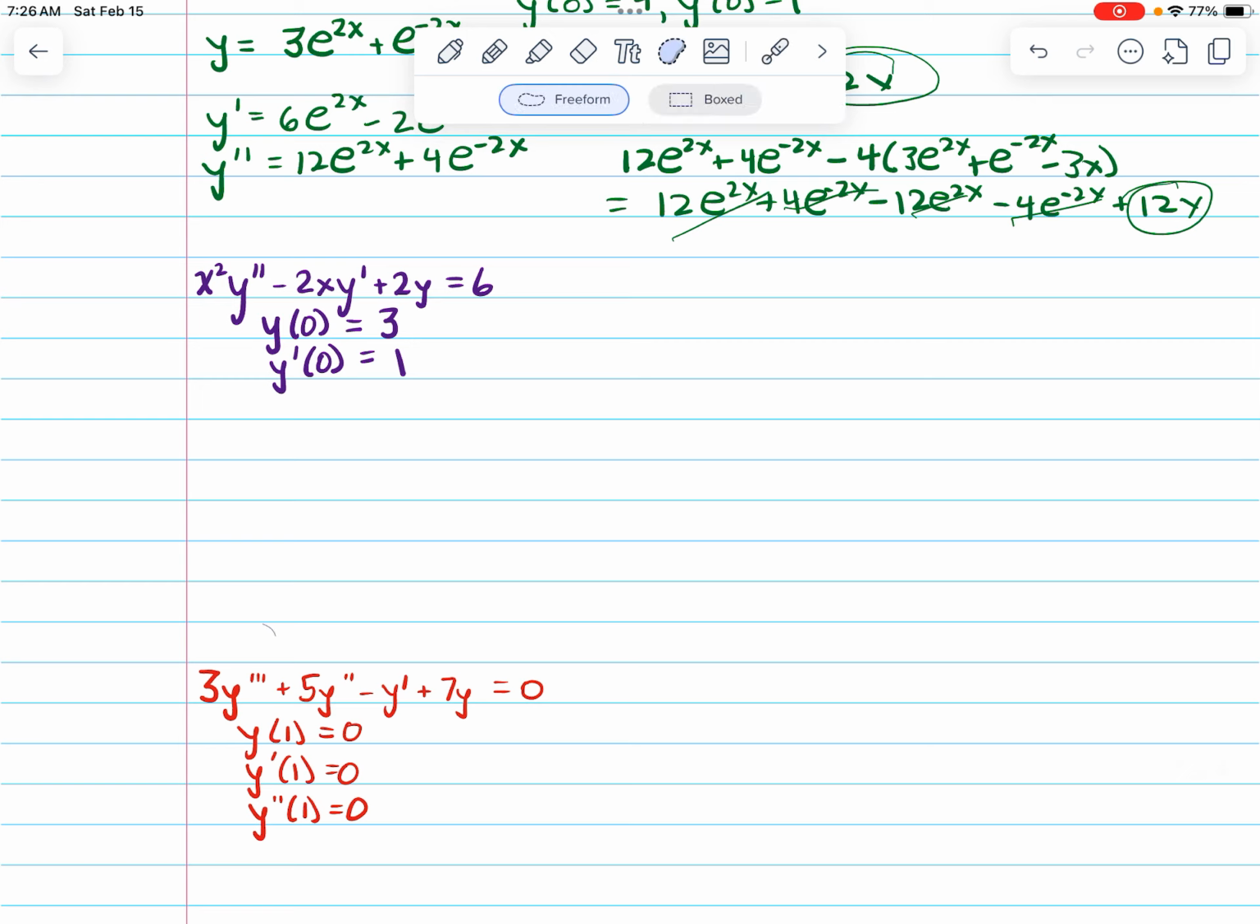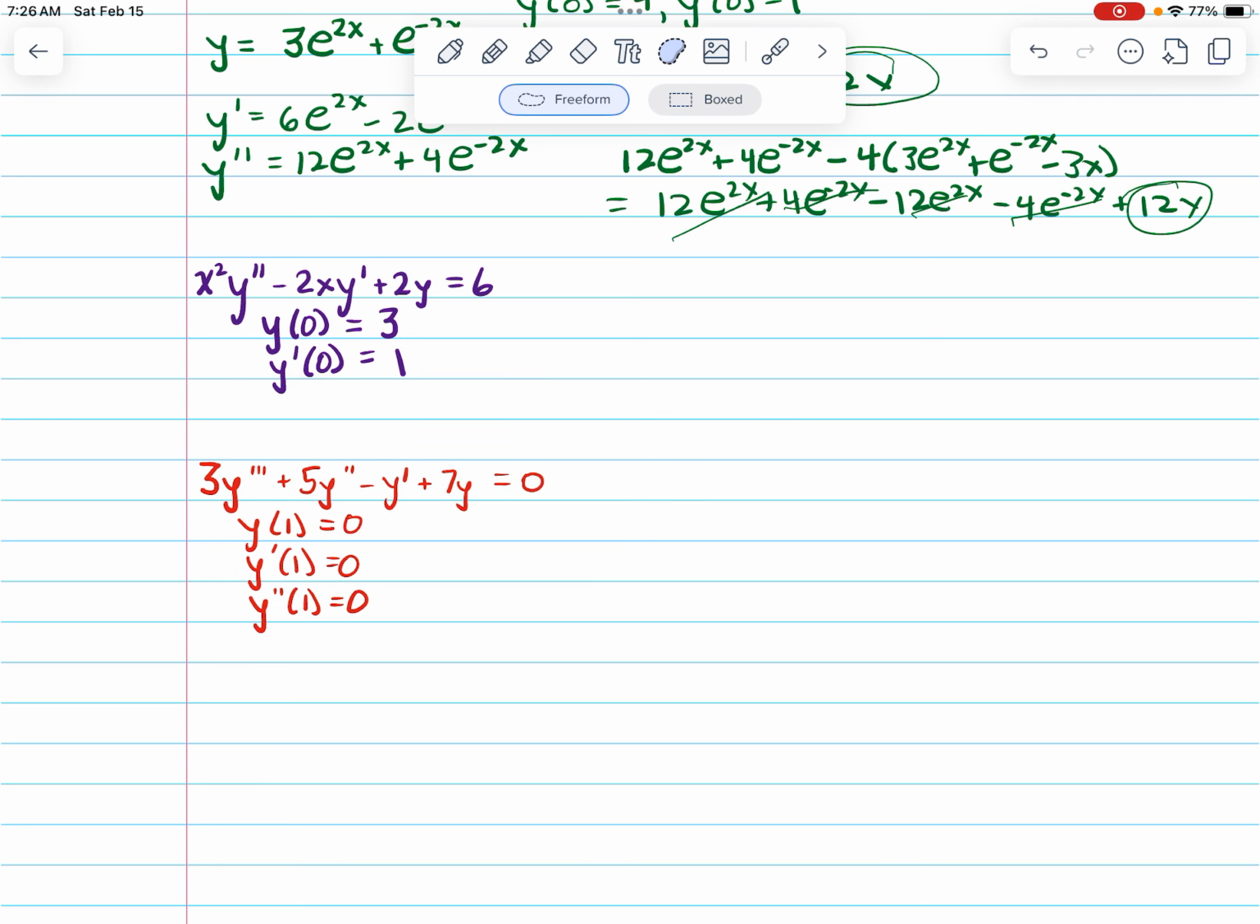Now you may be wondering, why do I need to know this? I can just solve these differential equations and find out what the solution is. Well, look at this one. Here is 3y double prime plus 5y triple prime plus 5y double prime minus y prime plus 7y equals 0. And you notice that you've got y of 1 equals 0, y prime of 1 equals 0, and y double prime of 1 equals 0. And what you want to do is find the solution. Whatever method you're going to use, you're going to have to put in some work.